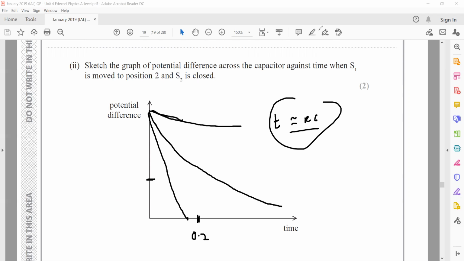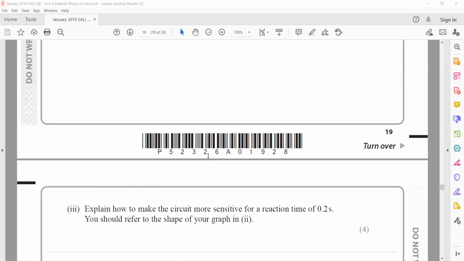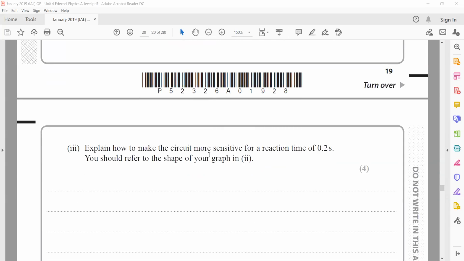This part, how we can make this circuit more sensitive for the reaction time, so that we can easily record the reaction time.